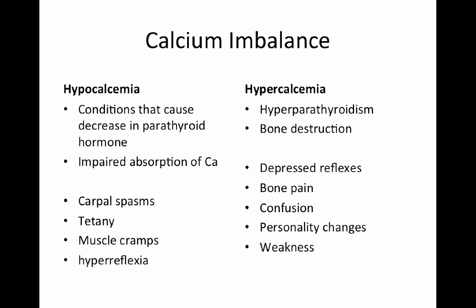What will you see in patients with hypercalcemia? Hypercalcemia leads to reduced excitability of muscles and nerves. So you're going to see weakness in these patients. You're going to see depressed reflexes. Their bones are going to hurt because their bones are resorbing calcium, letting calcium spill out of where it's normally stored. Patients will be confused. You will see personality changes in them. You can also see cardiac dysrhythmias with hypercalcemia as well.